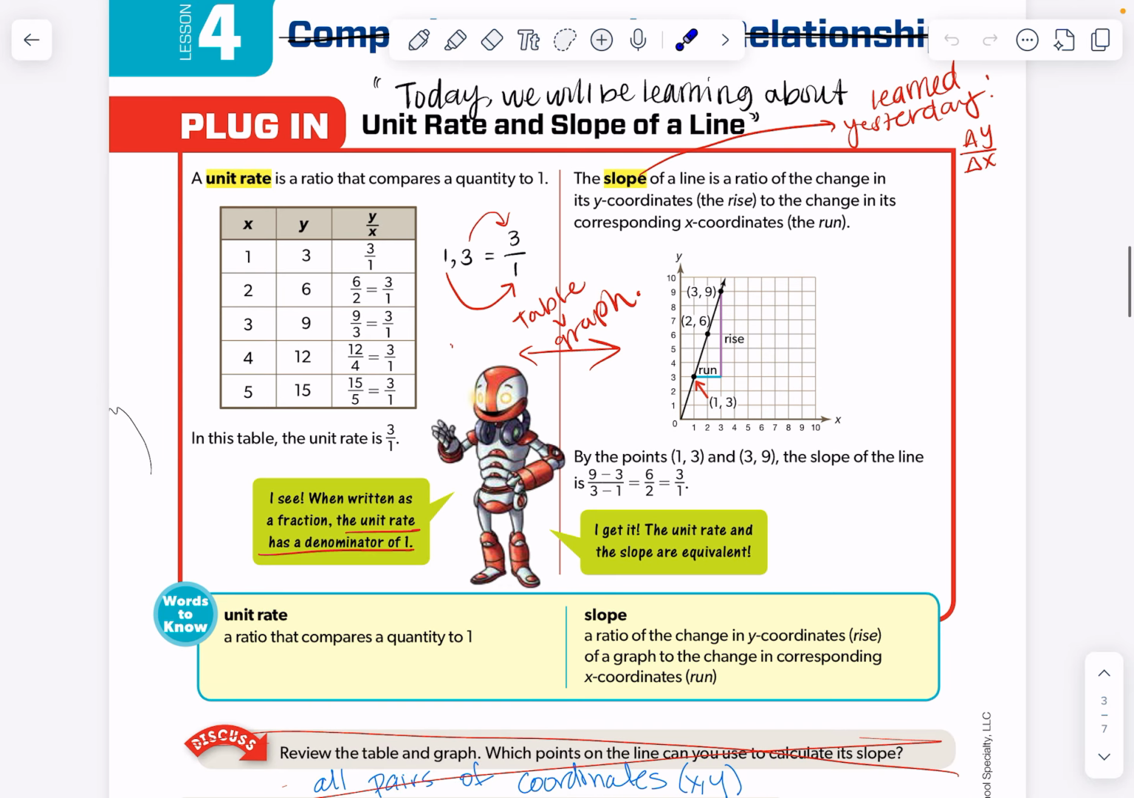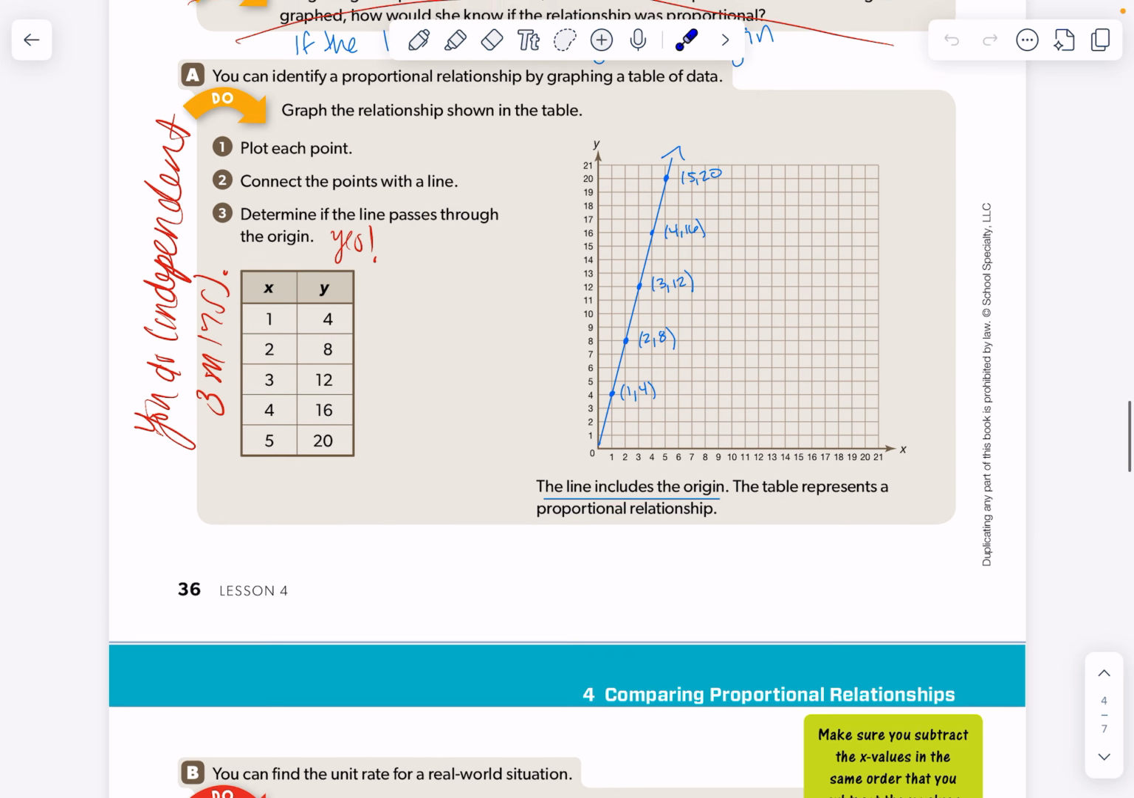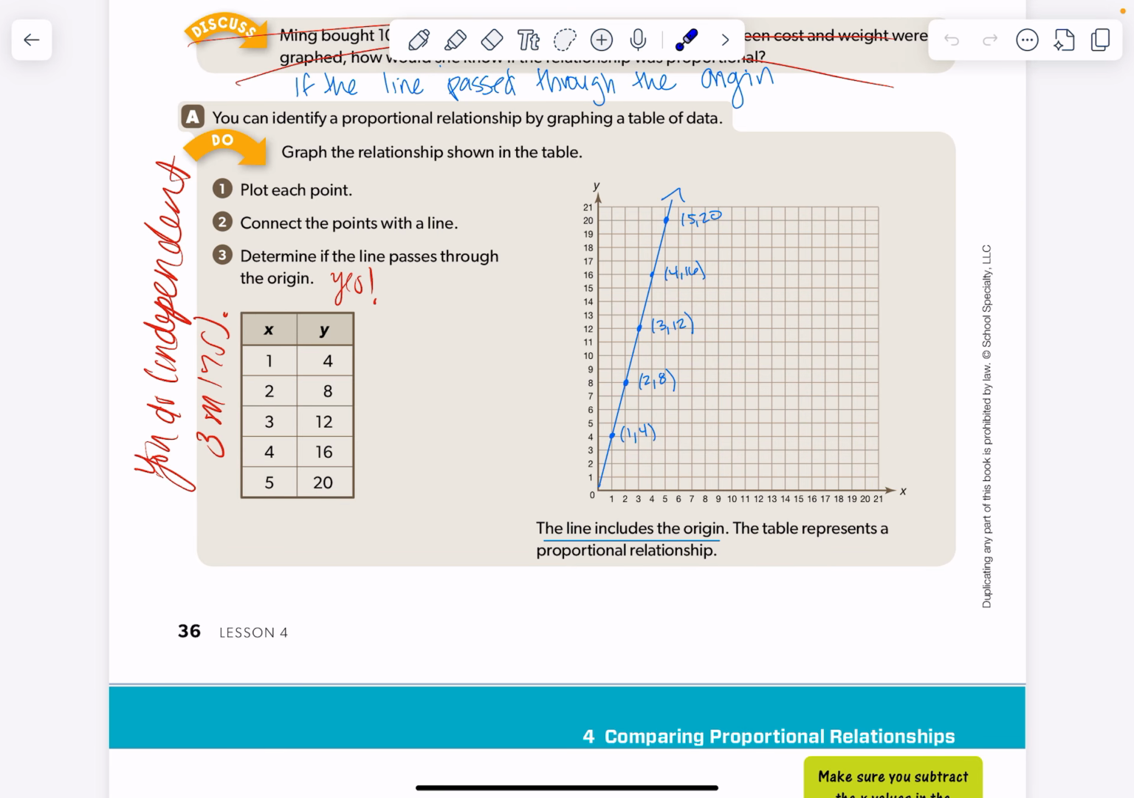In this particular lesson, students are not paying too much attention to unit rates and slope, even though they learned about this yesterday. Students are really just having to graph points based on given tables and identifying whether the graph is a proportional relationship. So you will model question A, plotting each point on the coordinate grid, and then asking students whether this graph shows a proportional relationship.